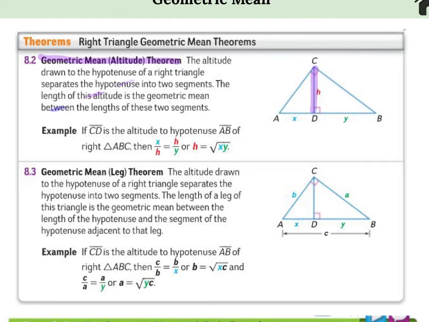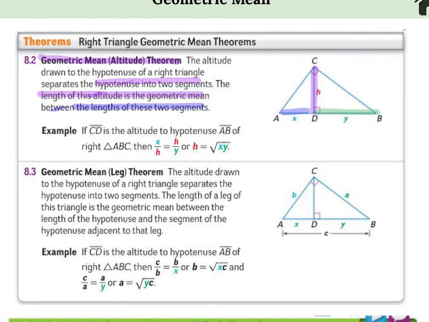So when it's drawn to the hypotenuse, it's going to separate your hypotenuse into two segments. So the length of your altitude is going to be the geometric mean between the specific lengths of these two individual segments. So h, or my altitude, is equal to the geometric mean of x and y, or the square root of x times y.